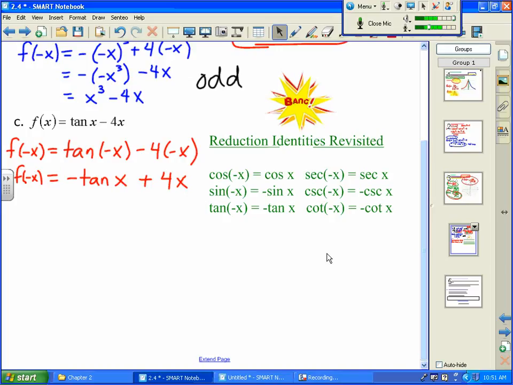I just did this little reduction identities thing this morning. Have you guys printed out the notes for 2.4 yet?